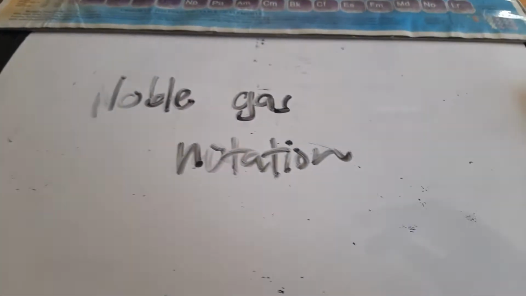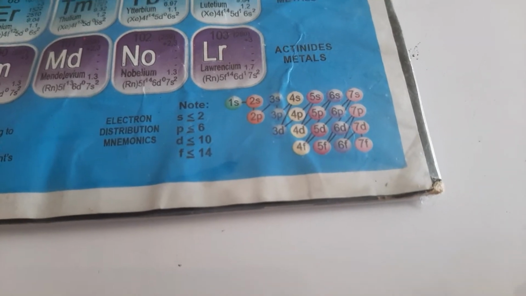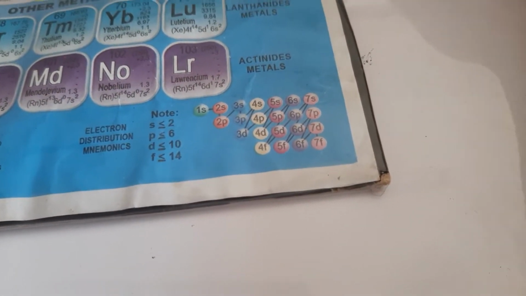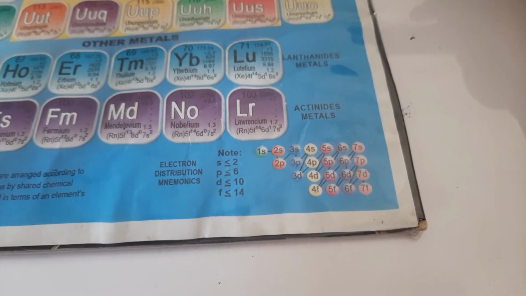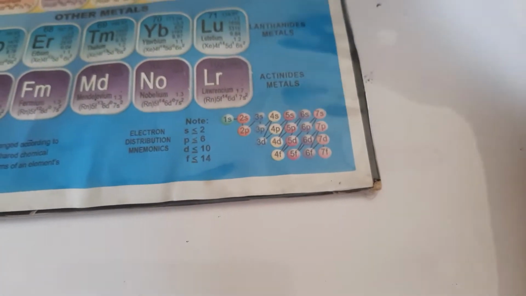unabbreviated electron configuration. Let me use another marker here. Hopefully this blue one works. So last time, I talked about the Aufbau principle, or the electron distribution mnemonics. Some of you might have seen it on the side. Often it's on a corner, either upper left, upper right, bottom left or bottom right of your periodic table of elements. In here, it's on the bottom right corner, the Aufbau principle.